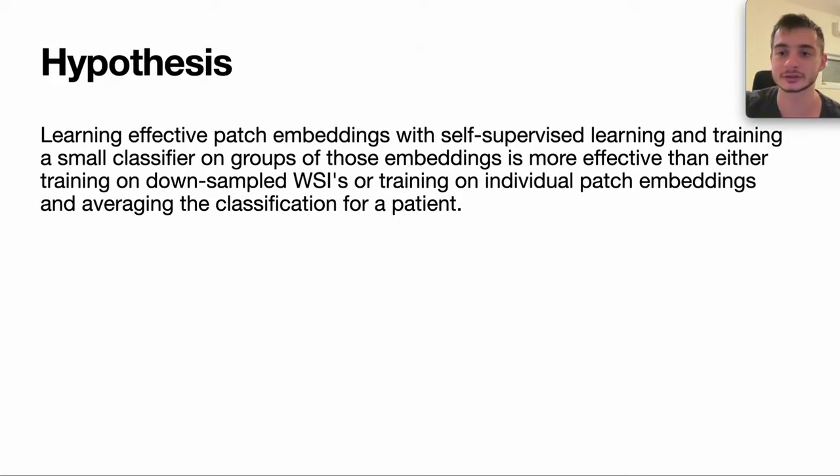Our hypothesis was that most of these methods have been training patch level classifiers, and you give each patch a fuzzy label, which is the label of the patient. And you just train the network in the typical method that you would on ImageNet or something like that.